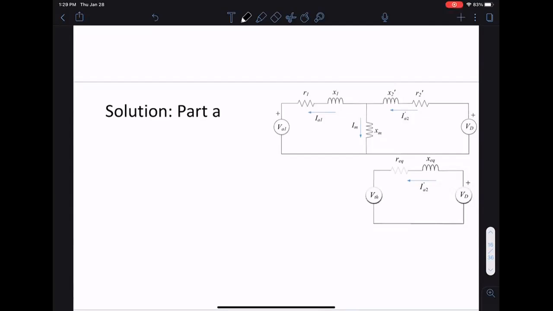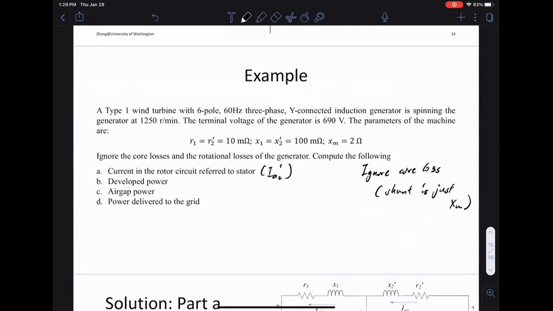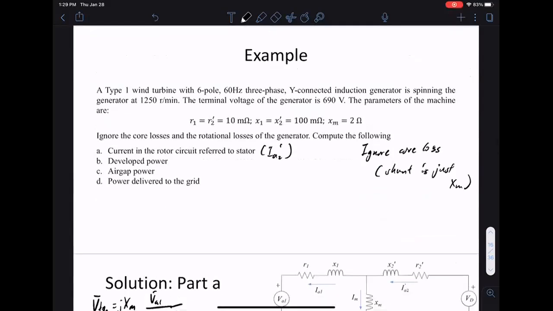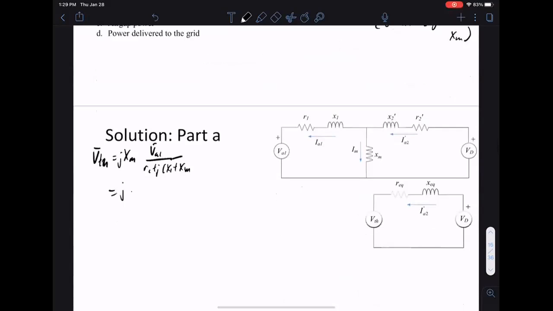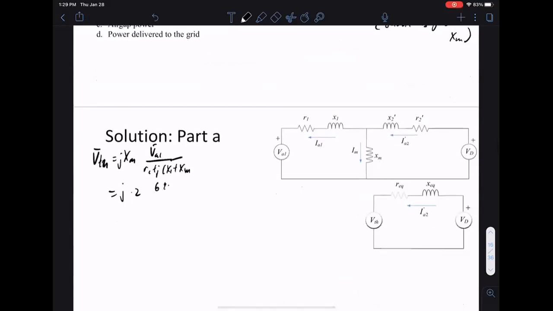So the first thing we do is figure out what the Thevenin equivalent voltage is. This is jXM times VA1 over R1 plus j(X1 plus XM). So we can plug in all those numbers. It's j times XM times 690. Remember to divide by √3. Always remember to divide by √3.